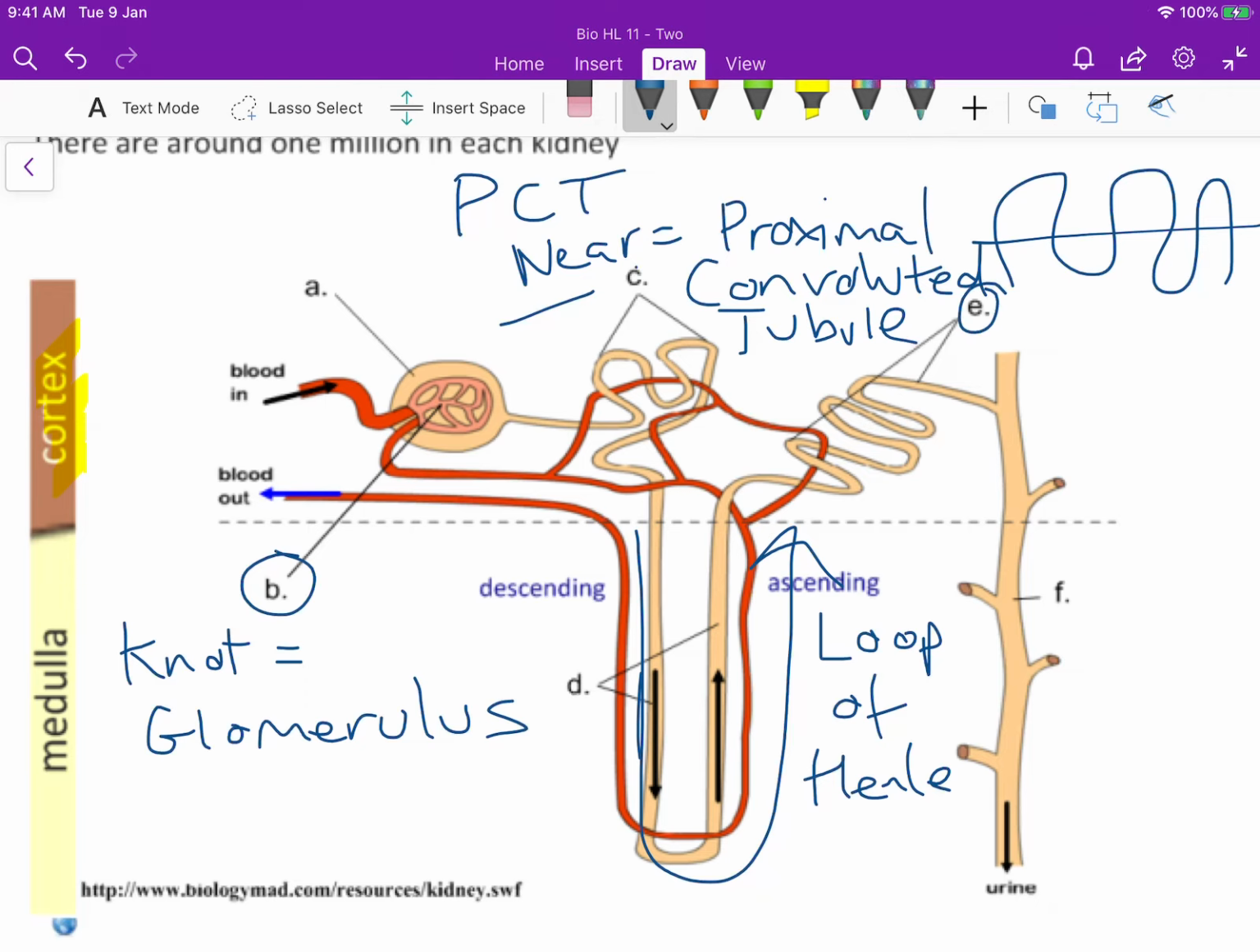Okay, up to E, and we don't really talk about what it does that much, but because it's further away, it's far, it's distal. So it's the distal convoluted tubule, or the DCT. Finally, for F, we have the collecting duct.